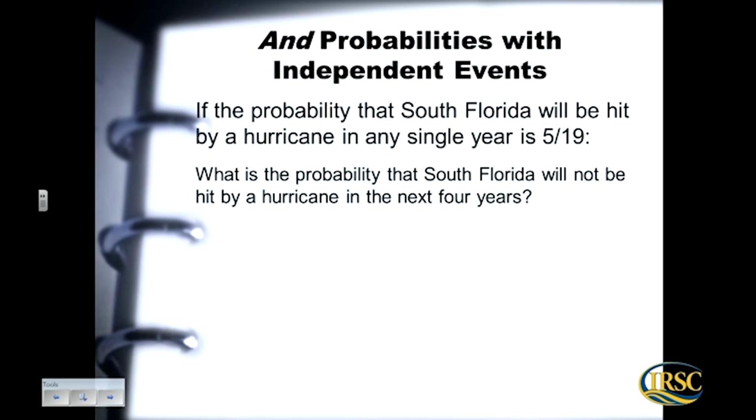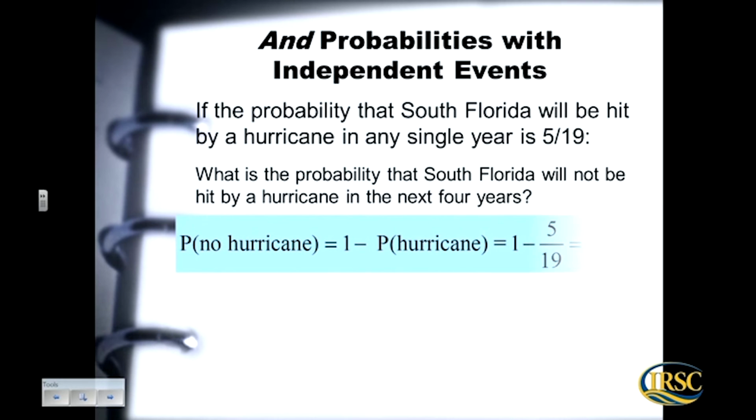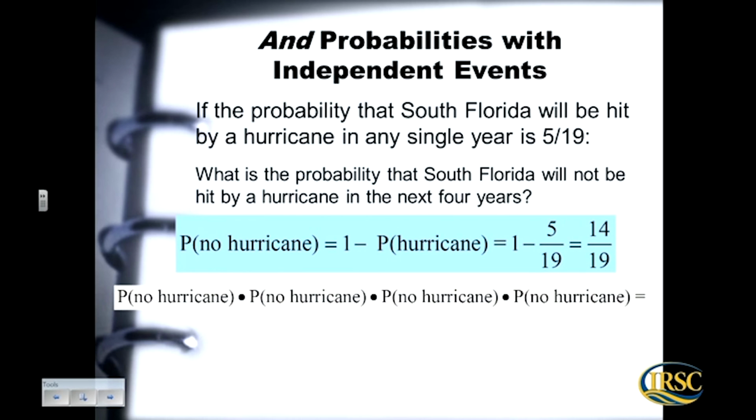Okay, what other keyword do you see here? "Not." So we're really looking at the probability of no hurricane. In 1 year, we have to figure that out first. The probability of no hurricane in 1 year is 1 minus 5 over 19, which is 14 over 19. So now that we know that, we can see what the probability of no hurricane and no hurricane and no hurricane and no hurricane gives us.